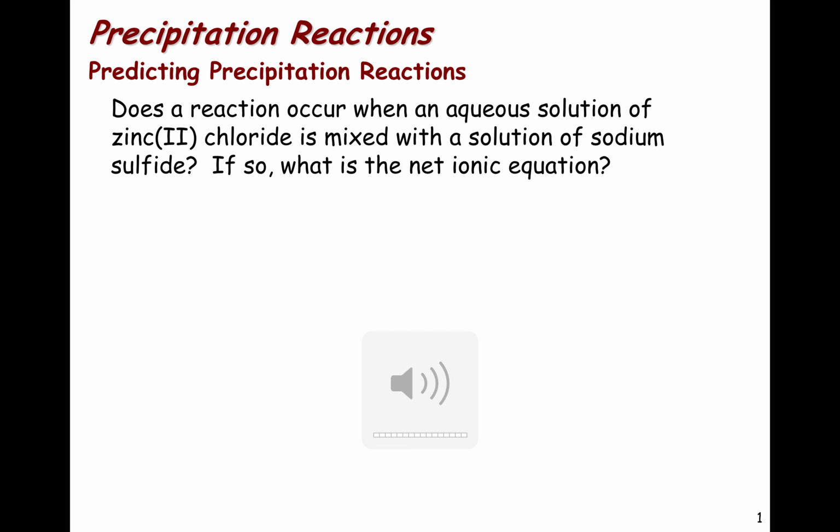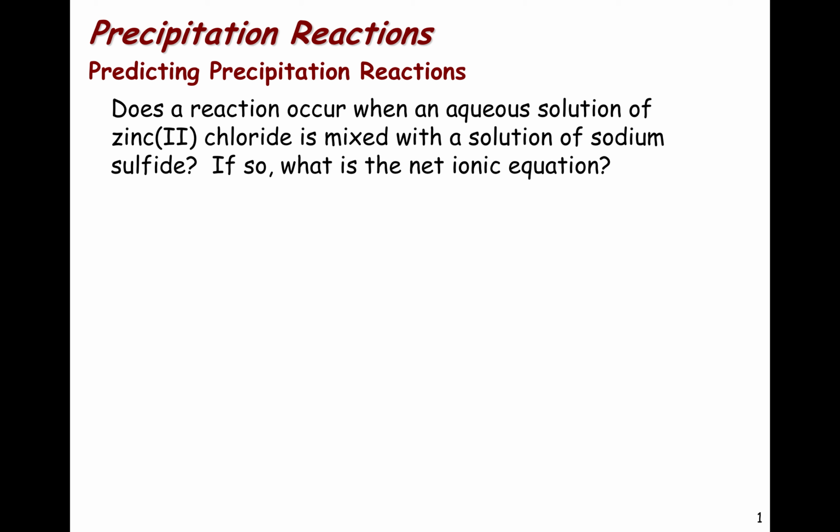This question demonstrates a typical kind of precipitation question you might encounter. It asks, does a reaction occur when an aqueous solution of zinc(II) chloride is mixed with a solution of sodium sulfide? And then it goes on to say, if so, what is the net ionic equation?